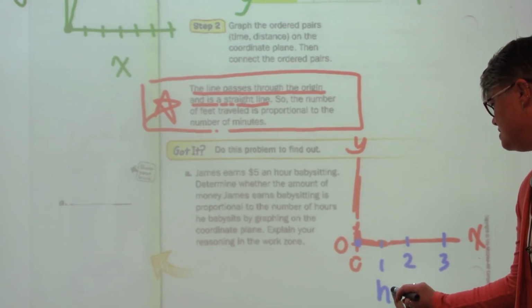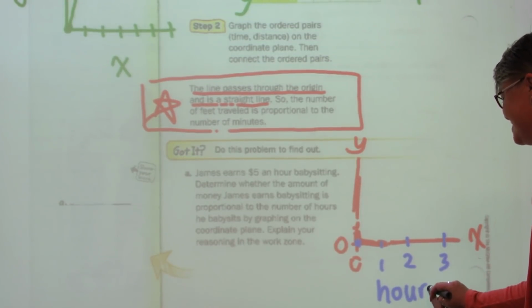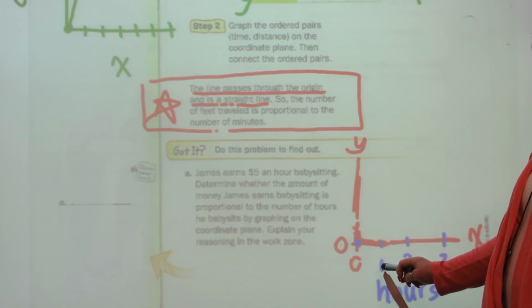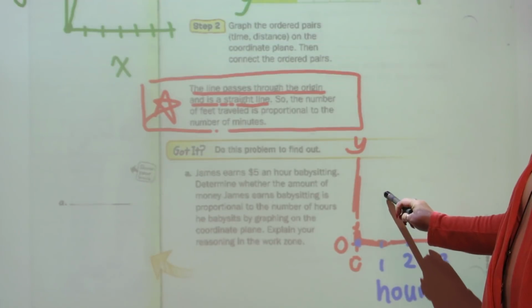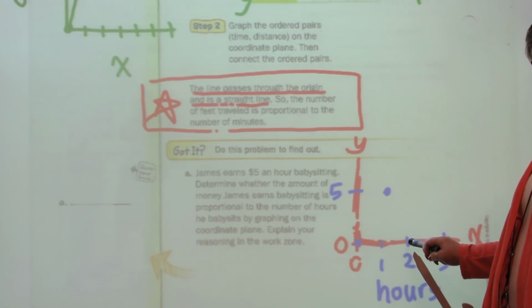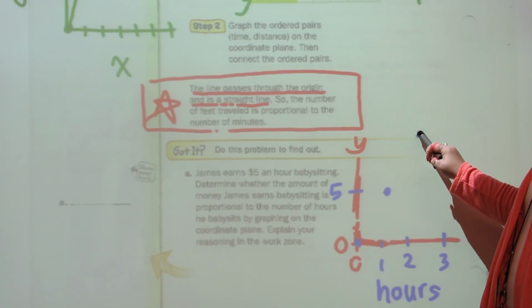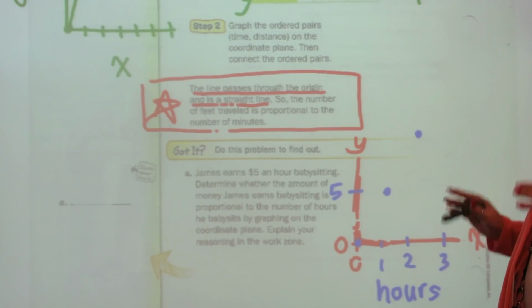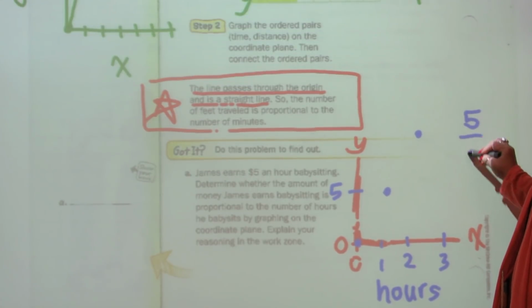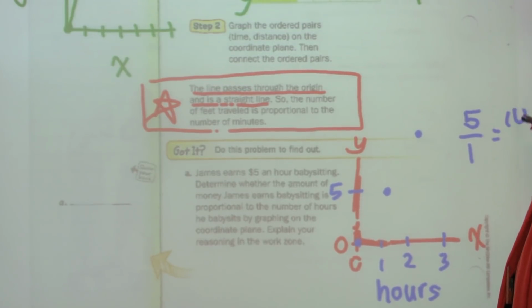So if James works for 1 hour, he gets $5. If James works for 2 hours, he's going to get $10. So is that going to give me the same unit rate every time? Well, $5 per 1 hour, $10 per 2 hours, and so on.